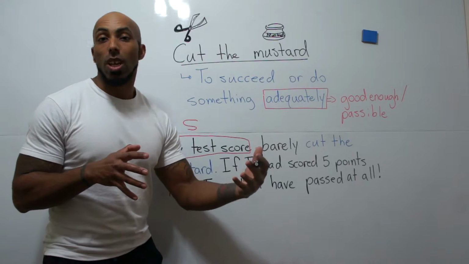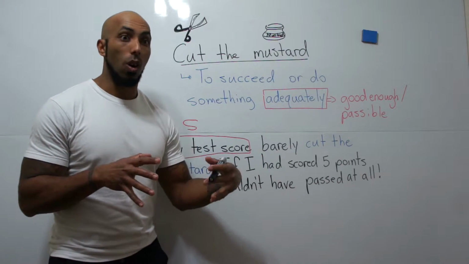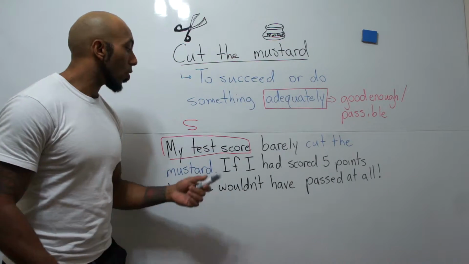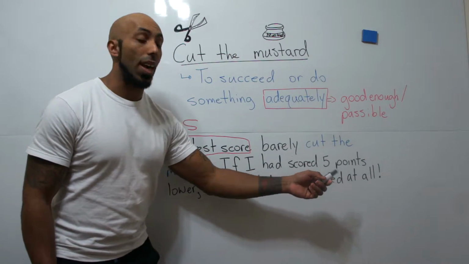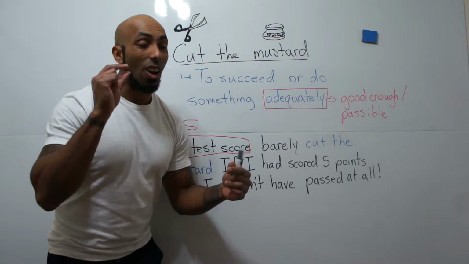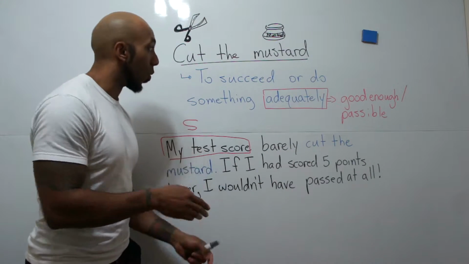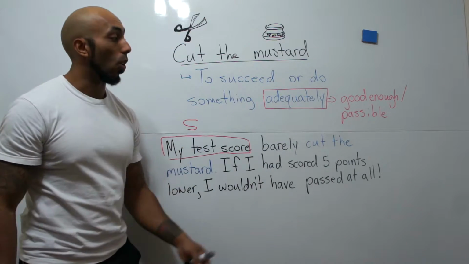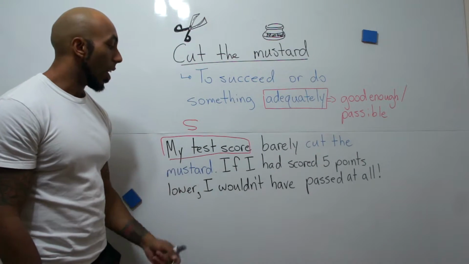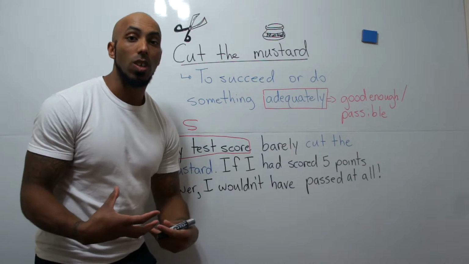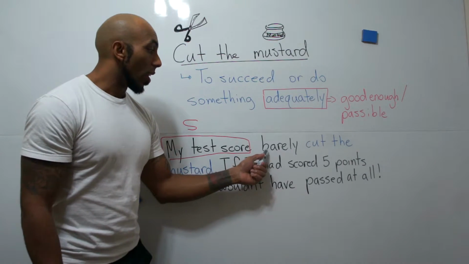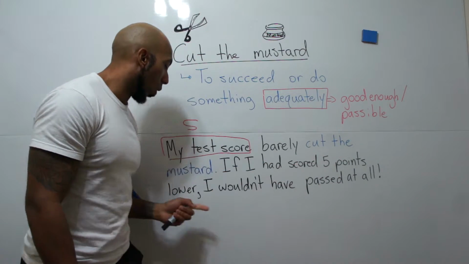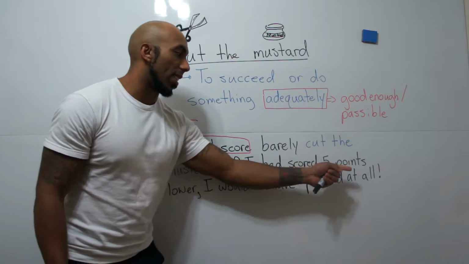But you just don't take it by its literal meaning, or you just don't take it to mean someone cutting a jar of mustard. So the test score is the thing that barely, which means it almost didn't cut the mustard or succeed, or almost wasn't adequate enough, or wasn't good enough. Okay. Our second sentence explains to us why we use the adverb barely. If I had scored 5 points lower, I wouldn't have passed at all.